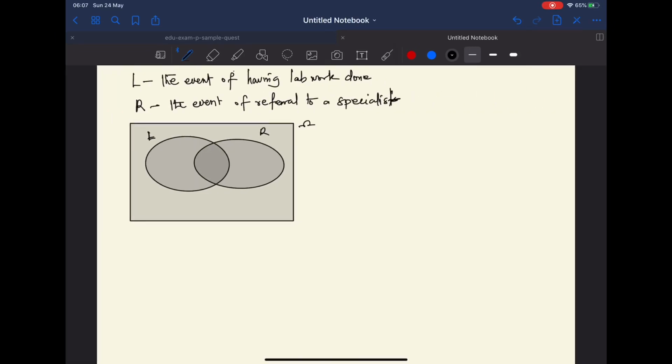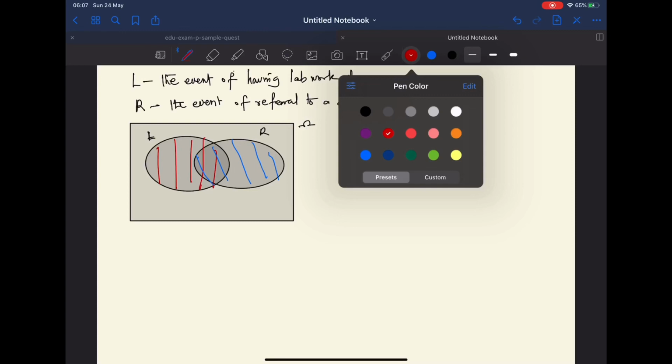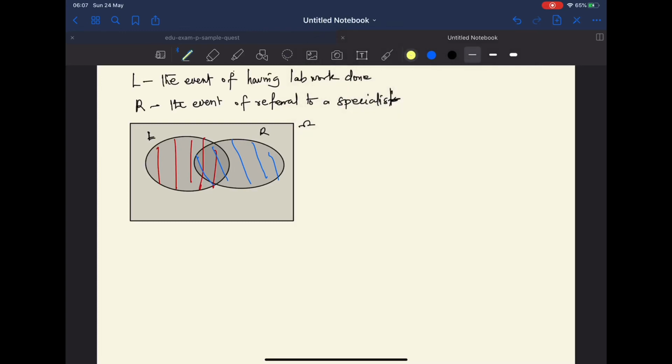Now, let me shade the region where neither a lab work nor a referral is made. We are saying that none of these two are made. So our event will be the region in yellow, which is the region outside the blue and red shades.